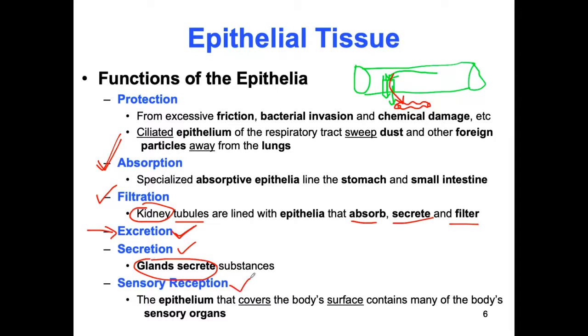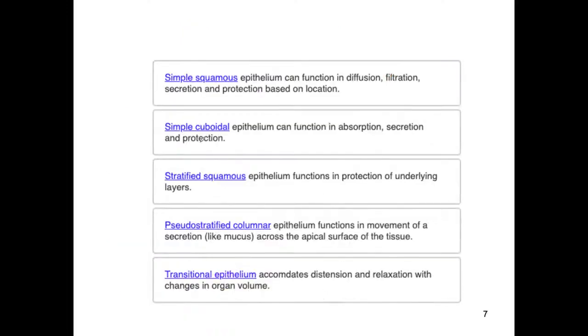In terms of sensory reception, we have little hairs on the skin. If something is crawling on the skin and stimulates one of the hairs on your legs or your arms or your head, it can notify your neural system that something is crawling on you. So that's a little bit about epithelium.